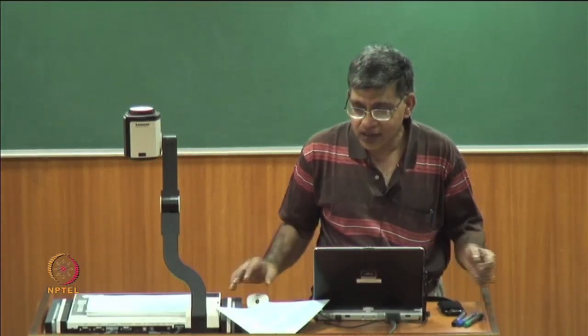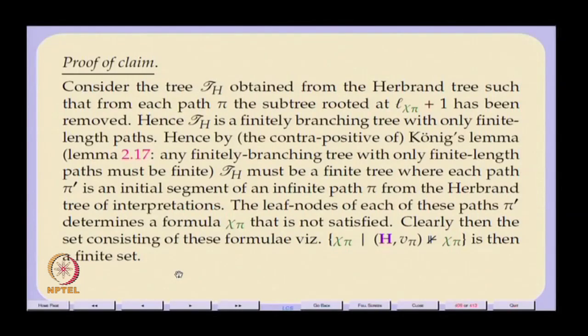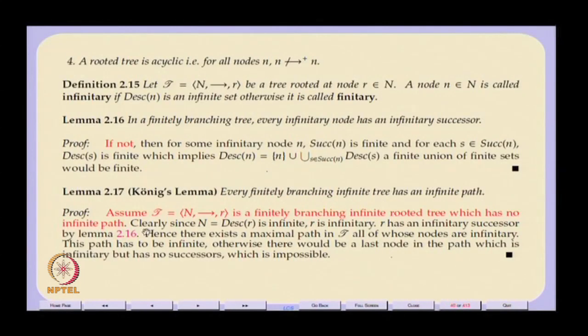And why is it finite? Well, it follows from Koenig's lemma. Actually, it follows from the contrapositive of Koenig's lemma. What does Koenig's lemma say? Koenig's lemma says that every finitely branching infinite tree has an infinite path.